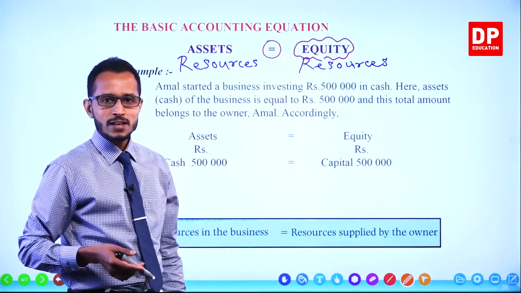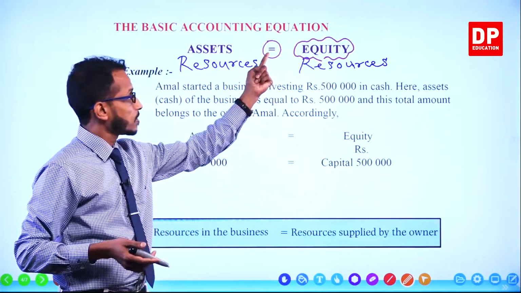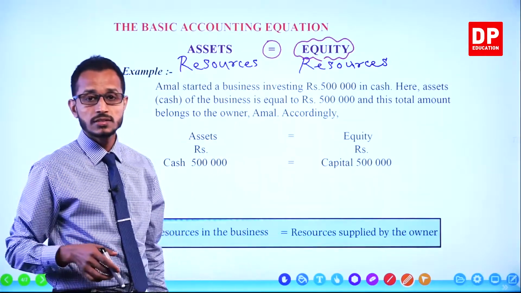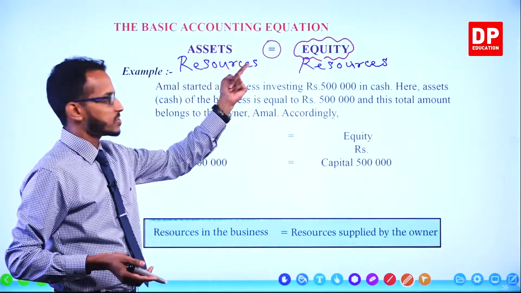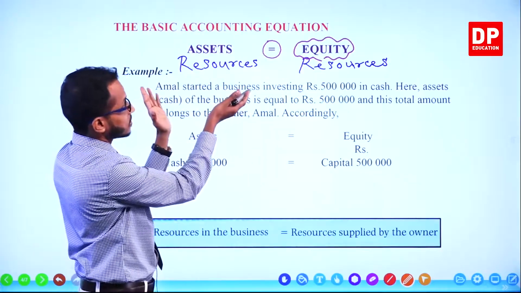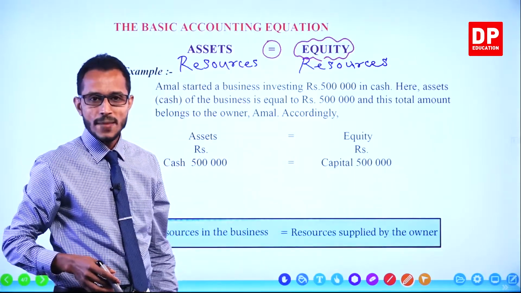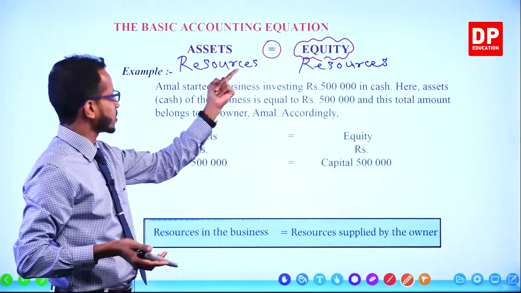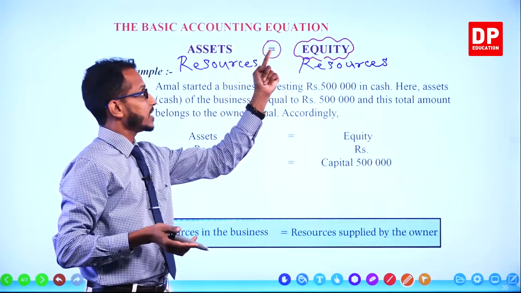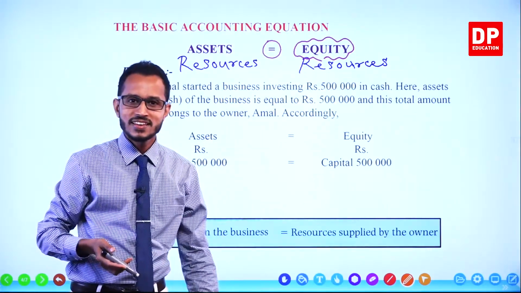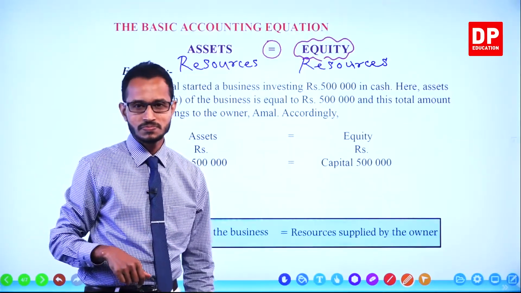Resources which belong to the owner. So on this side also we have resources, and on this side also we have resources. In the middle we have the equation, the equal mark. What is the point? Assets of the business are equal to equity, which means all the assets of the business have been invested by the owner. That is what this means, right? All the resources are equal to the resources of the owner. That means all the assets have been invested by the owner. That's right, that is what it shows. Very simple. Okay.